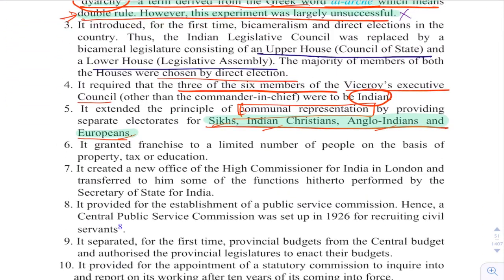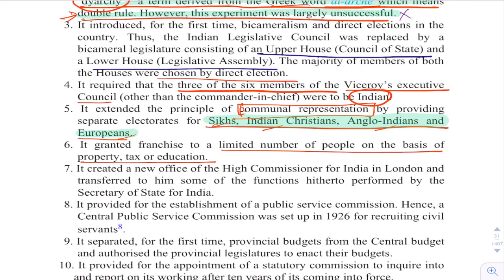Next is it granted franchise to the limited number of people on the basis of property, tax और education. ठीक है, franchise मतलब right to vote एक तरह से हो गया, मतलब आप elect करने के लिए, ठीक है. तो यहाँ पे क्या है कि it was not universally accepted. Like we today have universal adult franchise. Everybody who is an adult, ठीक है, एक particular age दिया गया, वो age क्या है, you have to write in the comment section. So anybody and everybody who is above that age is eligible to vote, ठीक है, irrespective of the caste, gender, place, etc.